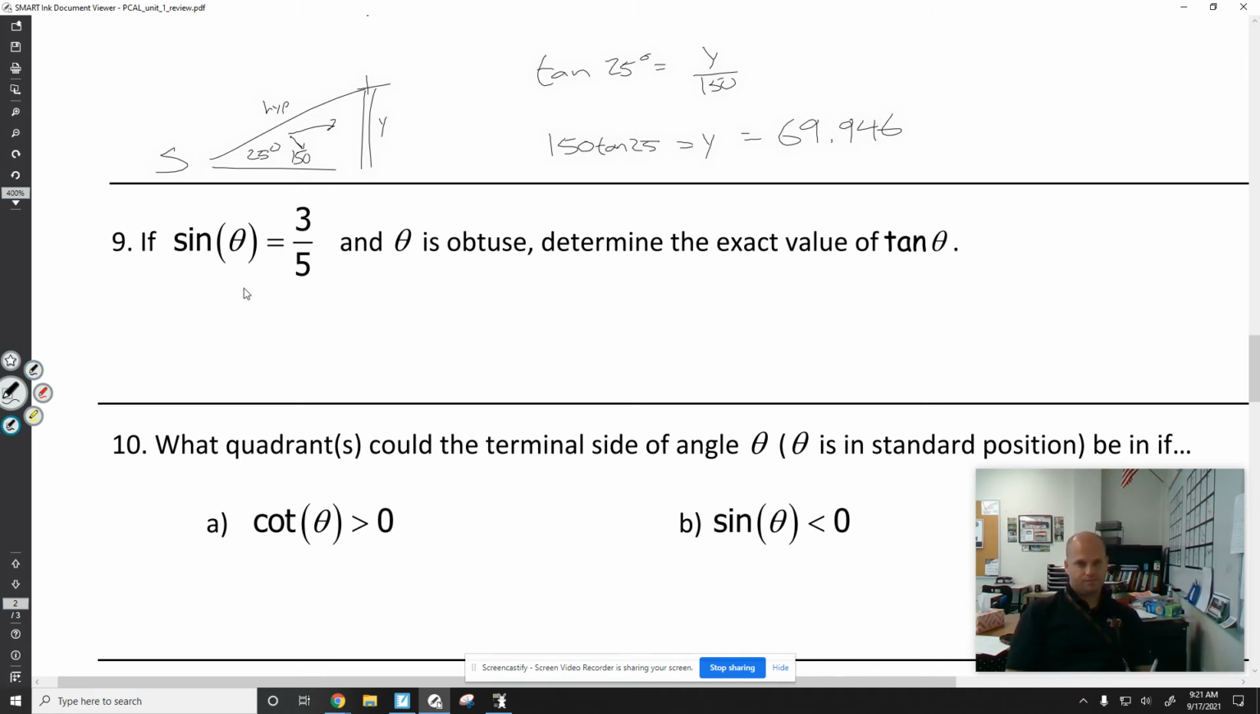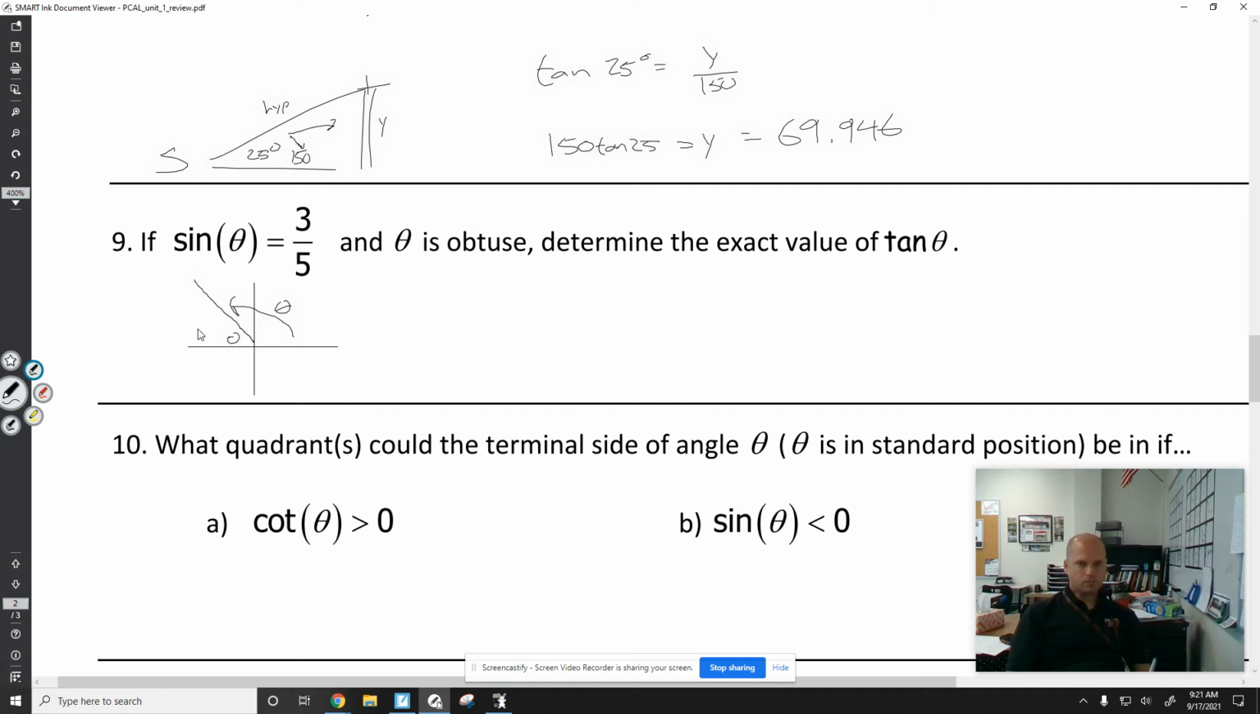This is interesting. We're told that theta is obtuse. Okay, so we're past 90 degrees. We're told that the sine of theta is 3/5. Now, you've got to remember a very important theorem. The sine of an obtuse angle, anything past 90 degrees, is the same as the sine of the reference angle.